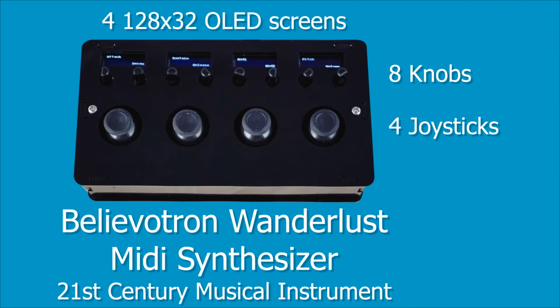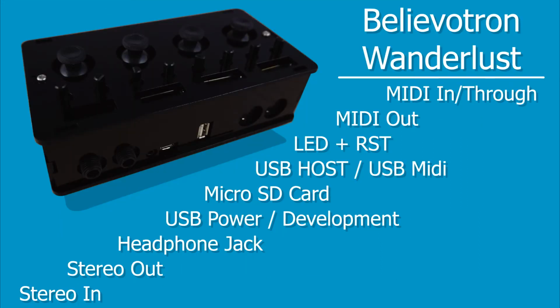The Believotron Wanderlust is a 21st century musical instrument. It's got 8 knobs that can be assigned to any parameter and quickly turned to create new sounds and exciting effects. The 4 gamepad joysticks can be used to modulate 2 parameters simultaneously. The 4 OLED screens can be programmed to display parameter names, step values, or anything you want to print to the screens.